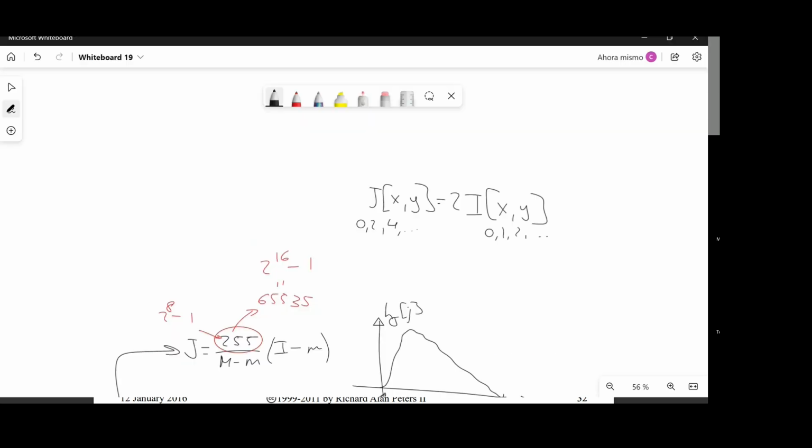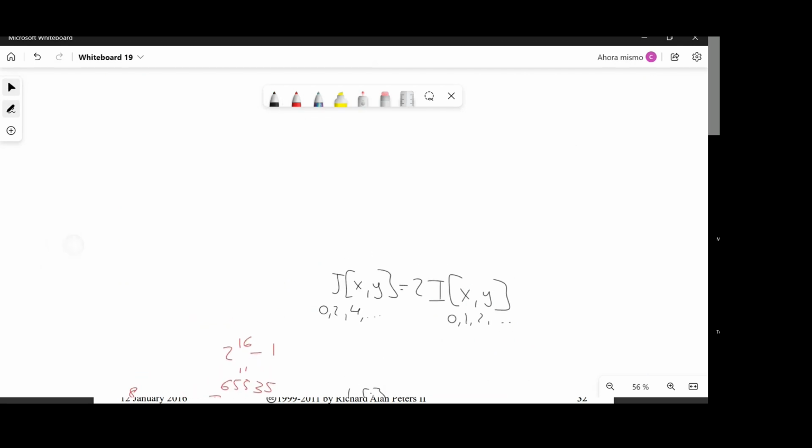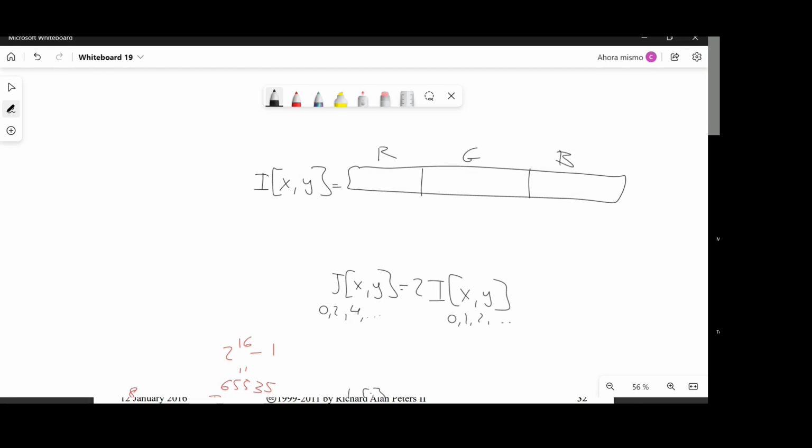Let's take an image. At a particular location, x, y, I will draw the representation in bits. So it is taking that value. This is the R, G and B channel, and each has 8 bits.